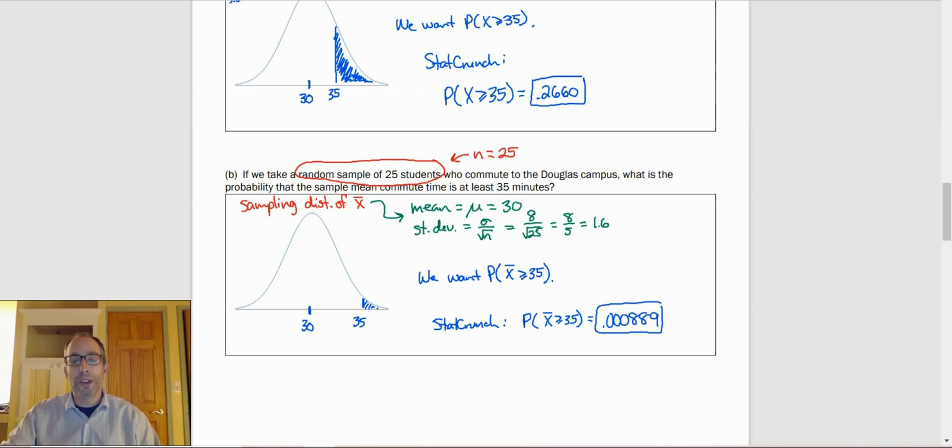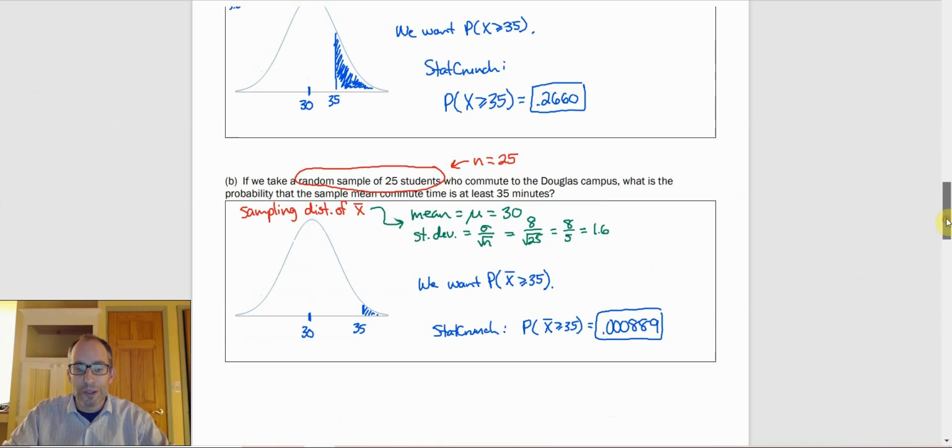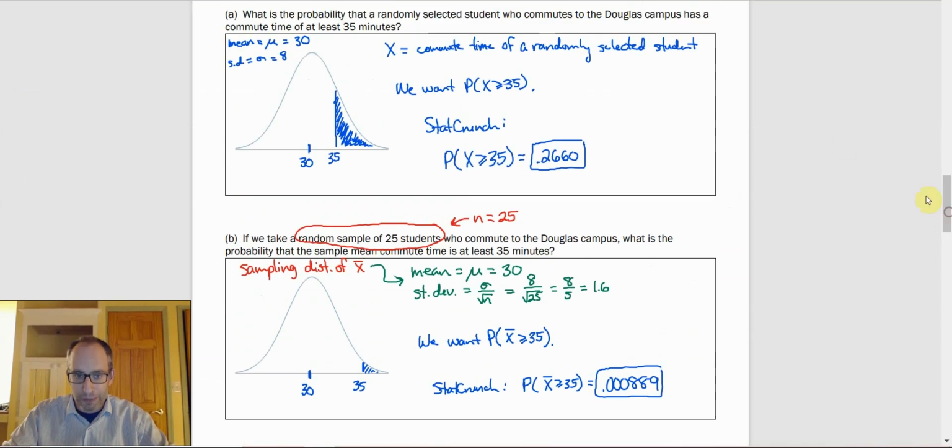And notice the only difference between these 2 questions is that the first one is for an individual value, right? It's just for one person. And the second one is for a sample mean of size 25. And you think, size 25, as a sample size, that doesn't feel that big. And it's not. But it's big enough to cause a drastic change, right?